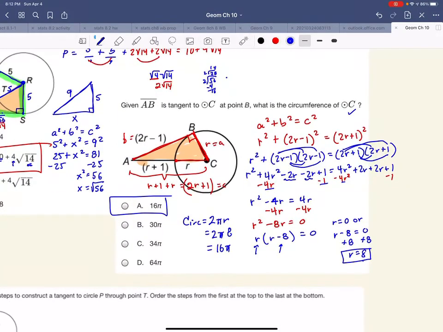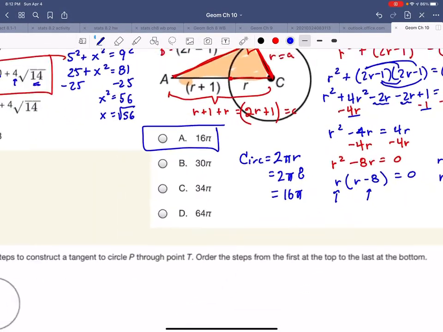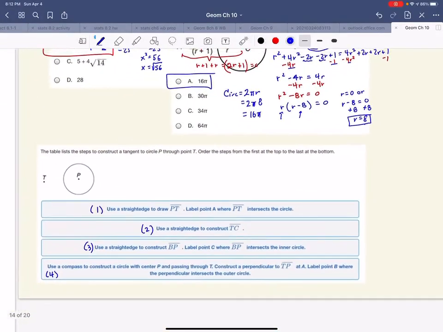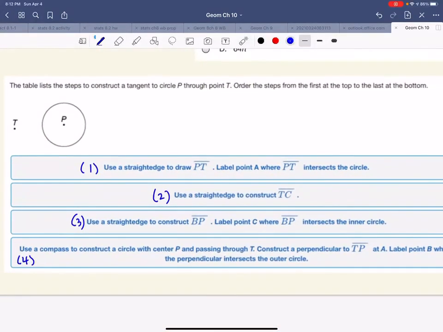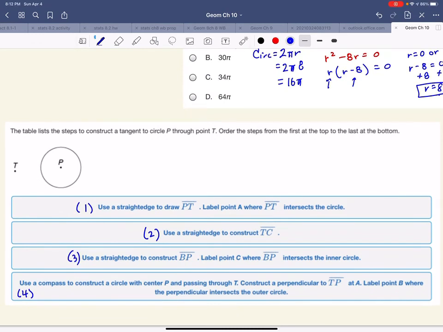Wow, right? We're getting toward the end of the book, so we're getting more and more into algebra as we get closer and closer to algebra 2. Okay, this last one's kind of cool. It says, using construction, list the steps to construct a circle P through point A, tangent to circle P through point T. Order the steps first at the top, last at the bottom. Okay.